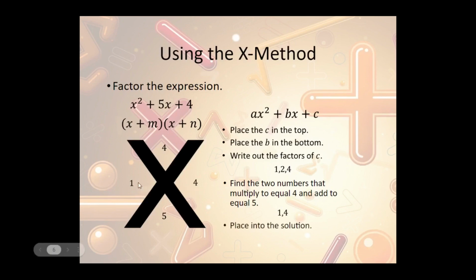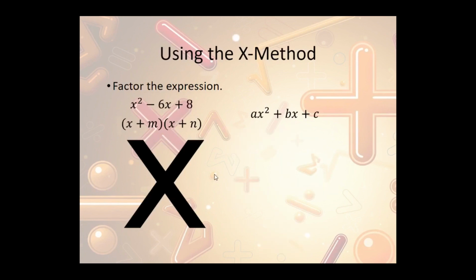Then I'm going to place those two values into the solution. So I start with (x plus m) times (x plus n). I'm going to plug 1 in for one of them and 4 in for the other one. So I get (x plus 4) times (x plus 1). And that would be my solution. Let's look at another example.